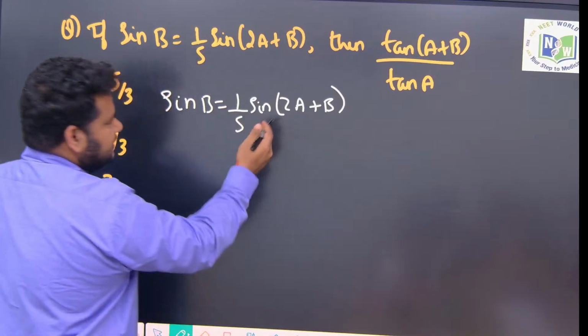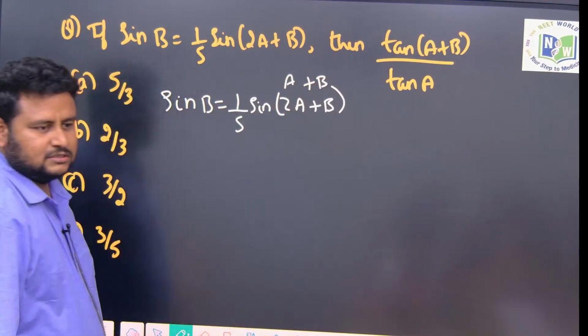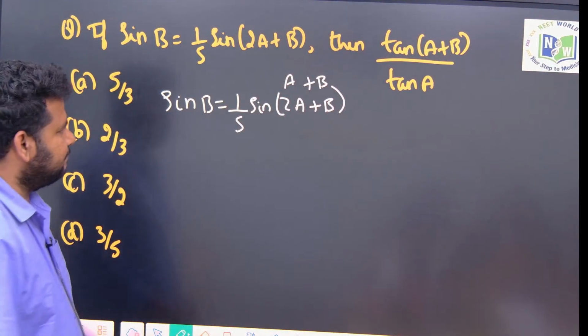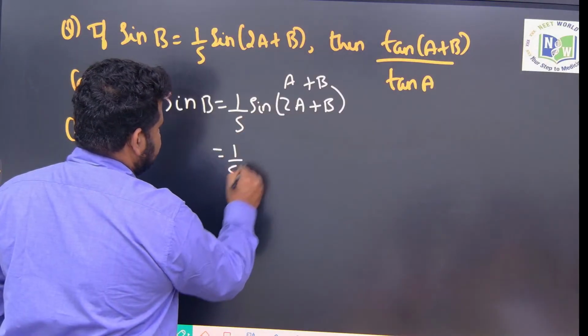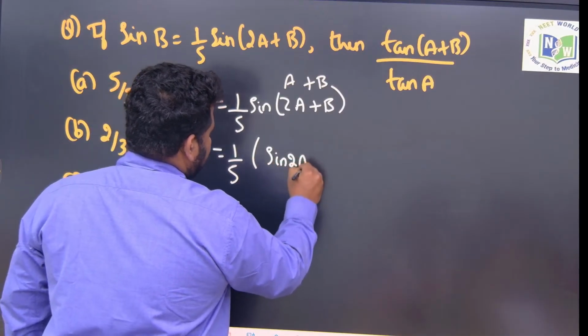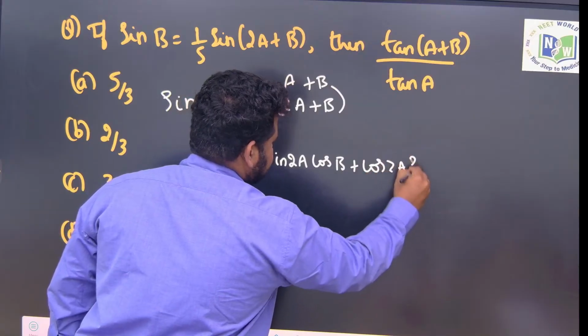Sin of 2A plus B is nothing but which form? The A plus B formula, correct? Sin of A plus B is sin A cos B plus cos A sin B, but here A is 2A. So this will become 1 by 5, take it outside, sin 2A cos B plus cos 2A sin B, that's it.